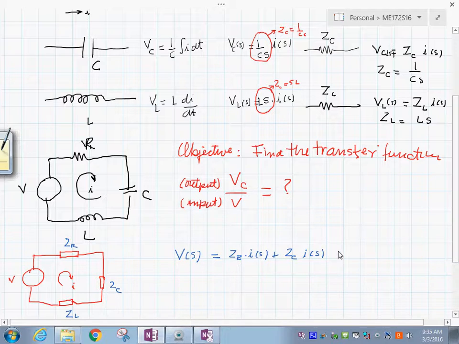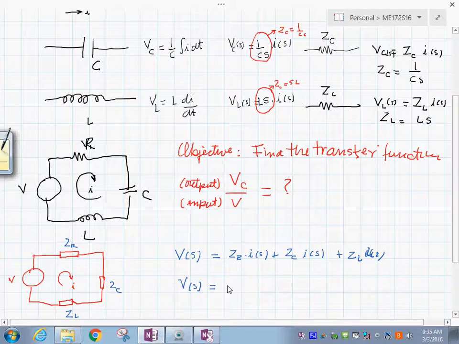Yeah, I'll take the time. I'll do it again. So the impedance for this is 1 over CS times I of S, and the other one is S times L times I of S.